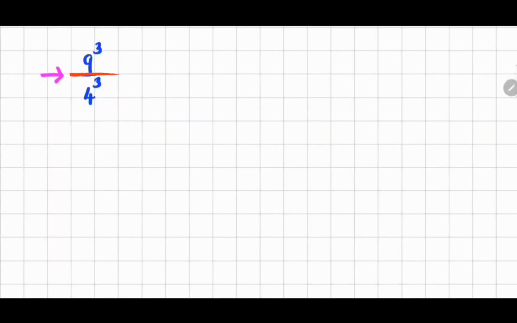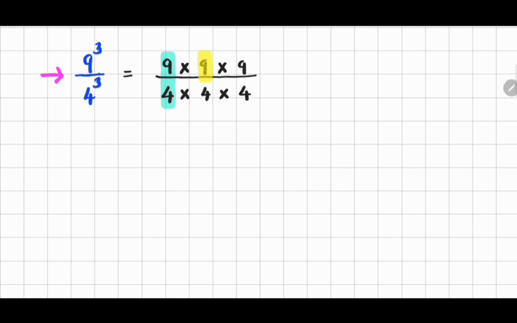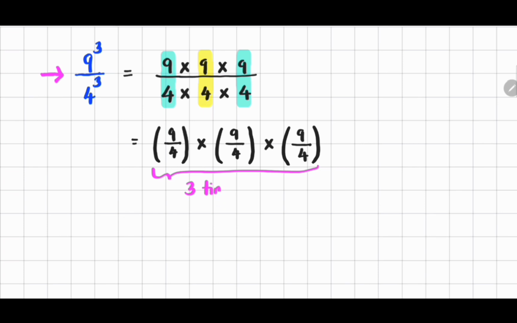To understand the division of exponent numbers with different base and same powers, let us consider this example. 9 power 3 divided by 4 power 3. Well, 9 power 3 means 3 9's multiplied together. And 4 power 3 means 3 4's multiplied together. Now grouping the 9 divided by 4, we get 3 9 by 4's, and we can write this in exponential form, 9 by 4 the whole power 3. So we can write this as this.